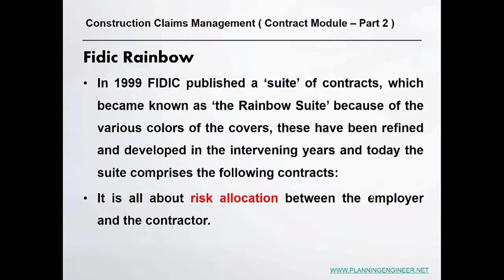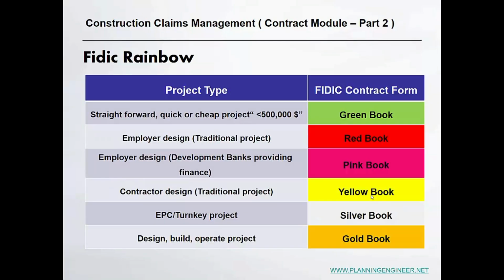FIDIC created different books and different versions of the FIDIC. The only difference between these books is the risk allocation. So when someone tells you red book or silver book or whatever color book, it is all about the risk allocation. I attached to this lesson a link from the FIDIC website where they explain the contents of each book. I'll now tell you in brief the main differences between the books.